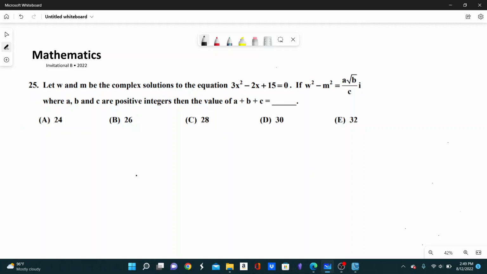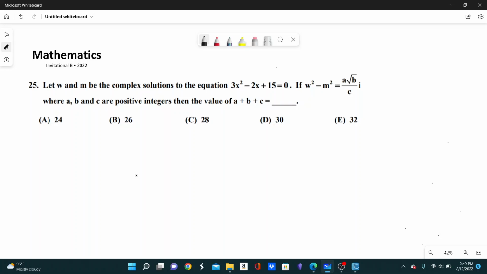Number 25. Let W and M be the complex solutions to the equation 3x squared minus 2x plus 15 equals 0. If W squared minus M squared equals A square root of B over C times i, where A, B, and C are positive integers, then the value of A plus B plus C is what?